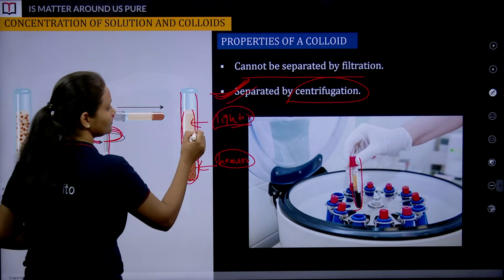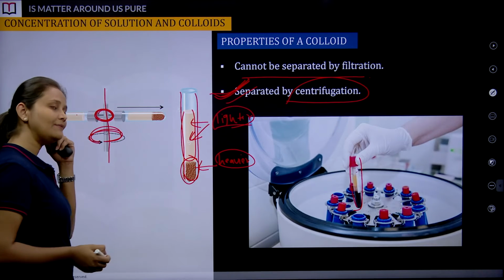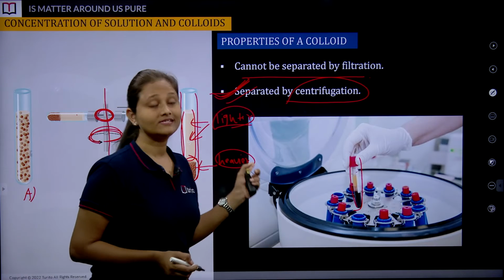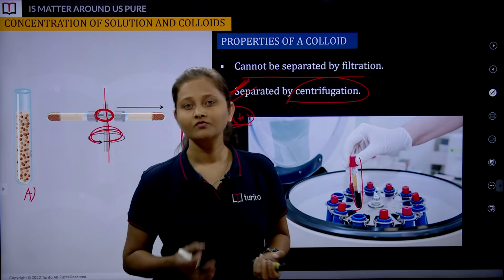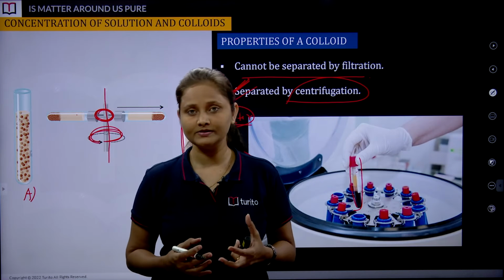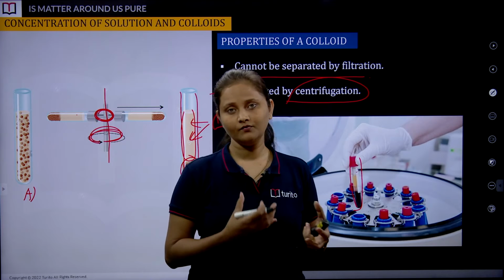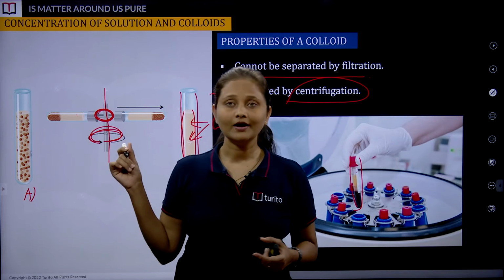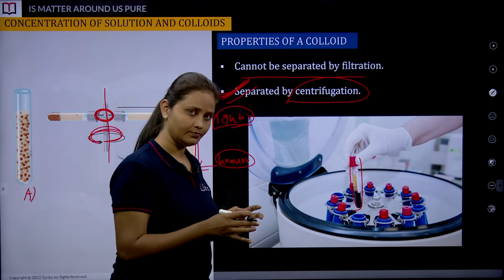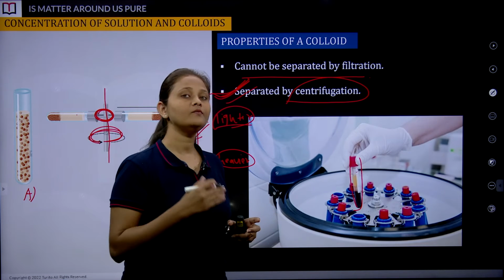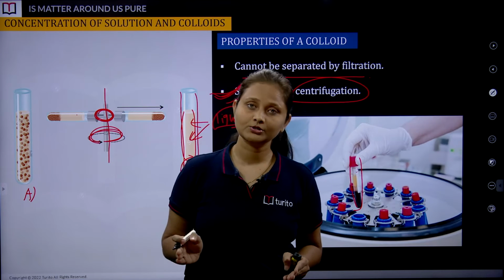I hope you are able to consider this. Lighter particles are getting separated. Where is the application of centrifugation? We can separate blood. We know that blood is made up of RBCs, WBCs and what? Plasma. Plasma is lighter in weight comparatively to WBC and RBC. We take the blood sample in the test tube and put these test tubes in the machine, and with the rotation we can do the separation of these three components of blood.